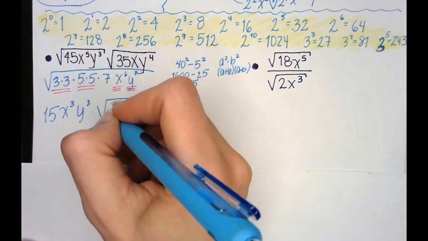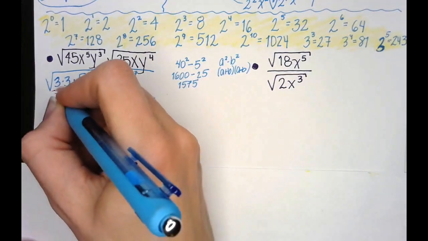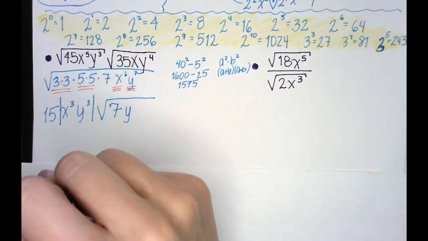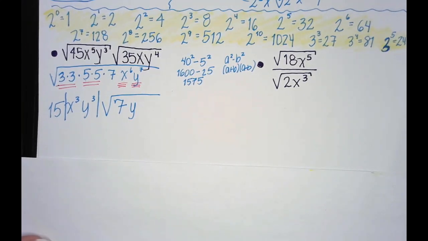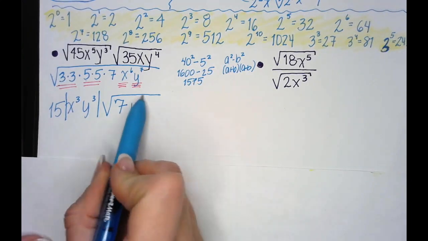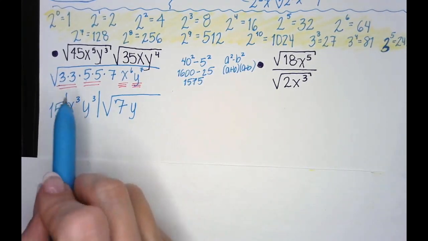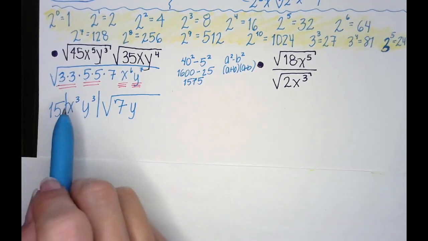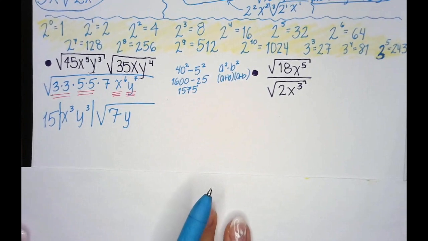So what's remaining inside is this 7 and a y, and I need absolute value bars on this x to the 3rd and this y to the 3rd, because if they end up being negative, negatives to an odd power are negative, and that would mean that somehow my answer to a square root was negative, and no bueno. So we put in absolute value bars, protect it, keep it safe, keep it positive. Okay? So that one is finished.